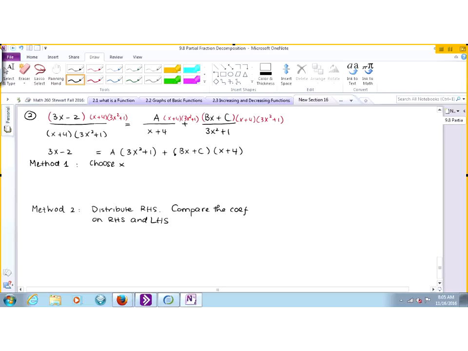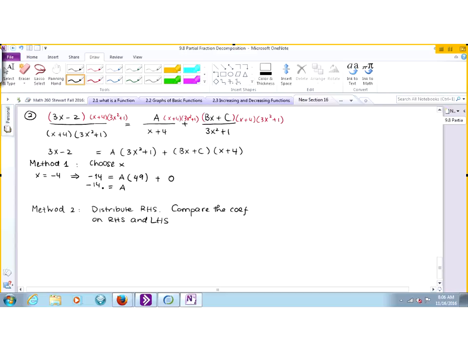Negative 4. So if I choose negative 4, then what happens? All of these will be 0. That's what we want. So I solve for a variable, and that's really important. So x is equal to negative 4. So in this case, we have 3 times negative 4 minus 2, that is negative 14, is equal to a times 3 times 48 plus 1, right? 49, a times 49. And then this will be negative 4 plus 4, so this will be 0. So what is an expression multiplied by 0? 0. So I don't have to write anything here because this will be 0, right?